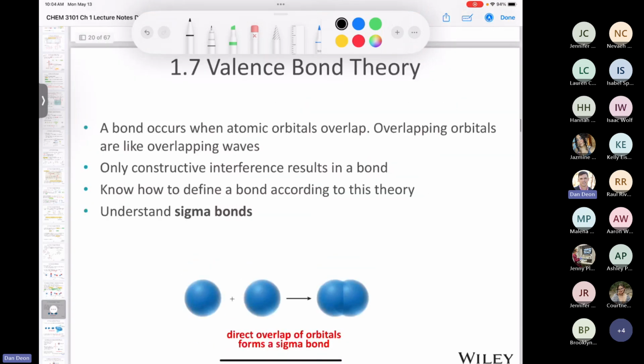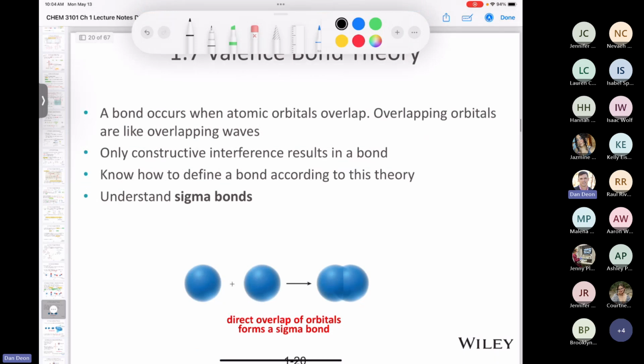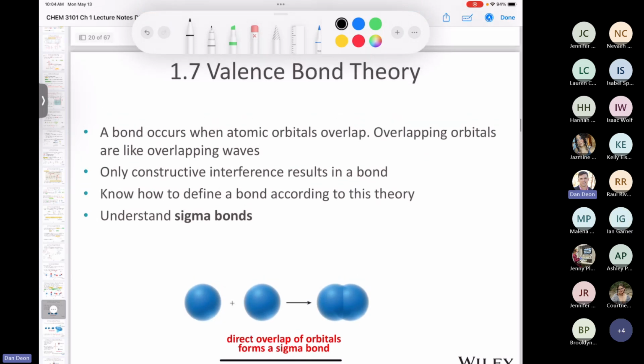Now, in terms of valence bond theory, how do atomic orbitals overlap? Well, there's two types of bonds that we're concerned with as chemists, okay? One is a sigma bond. A sigma bond is a single bond, okay? Does anybody know what the other type of bond is? You have to know sigma bonds and pi bonds. Exactly, you have to know pi bonds, okay?